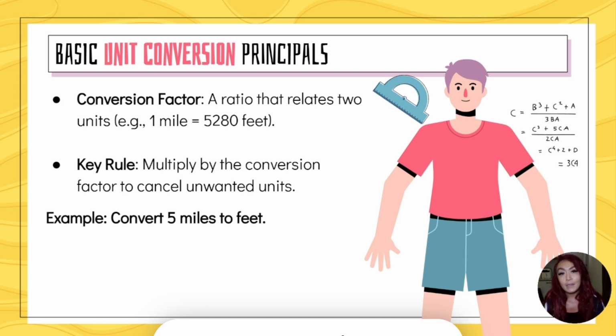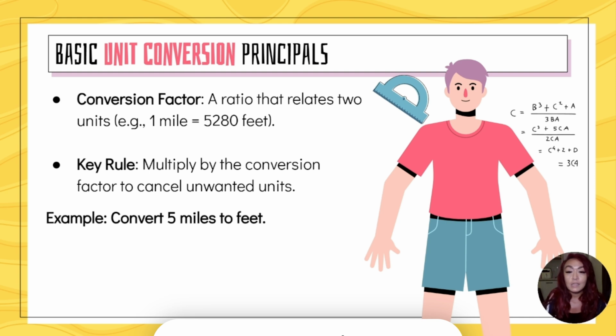What's really nice about the SAT is that whenever you're dealing with a problem that involves unit conversion, they give you the conversion factor that you'll need to work with in the problem. For example, I give you this conversion factor here, 1 mile equals 5,280 feet. We're going to use that conversion factor in the example below. A key rule to remember is to multiply by the conversion factor to cancel out unwanted units.